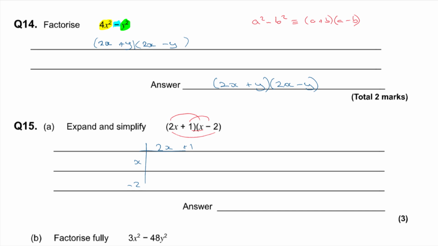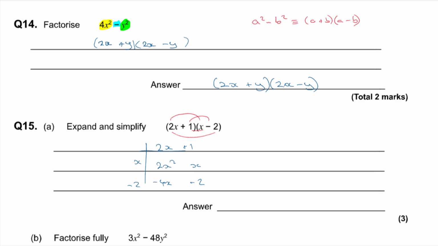So 2x times x is 2x squared, x times 1 is x, minus 2 times 2x is minus 4x, and 1 times minus 2 is minus 2. Okay, so putting it in a grid like that ensures that you won't miss one of the terms off, which is the most common silly mistake that students make when multiplying out double brackets.